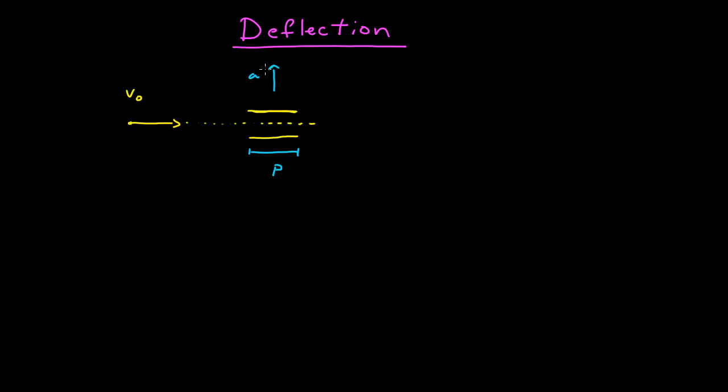It's the vertical direction here on the screen. After which it will emerge with some velocity in that direction, and then eventually it will show up on a screen some distance away. Let's call the distance between the output of the plates and the screen Q, and the distance that it is deflected, L.